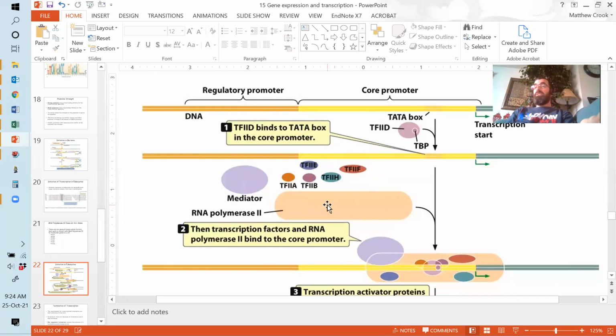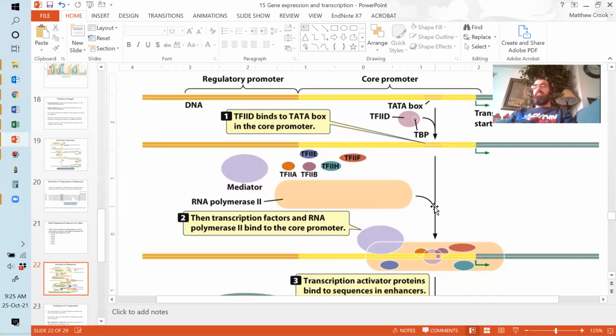Okay, so we assemble all of these different proteins. We've got RNA polymerase 2, right, which is obviously the thing that's going to be doing the transcription. We have 5 other transcription factors that also recognize other DNA sequences in the core promoter. And we have a larger protein called the mediator. The mediator is really important for mediating interactions between this whole complex and activator proteins, right? So this is the intermediate, essentially.